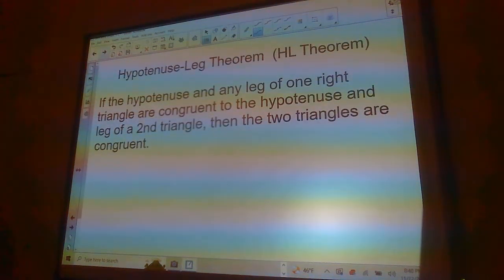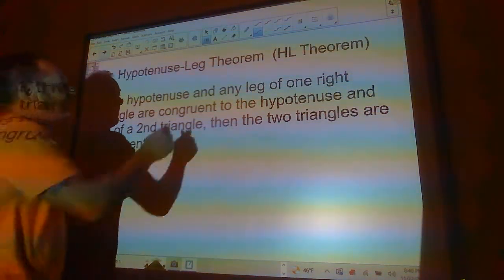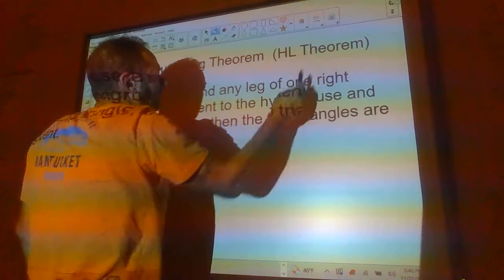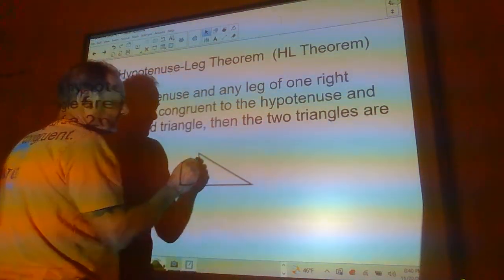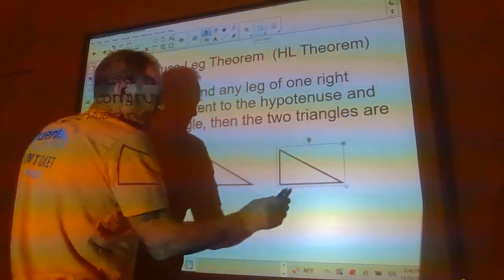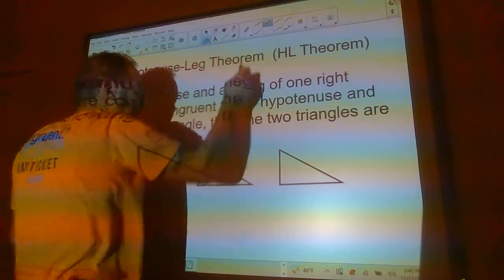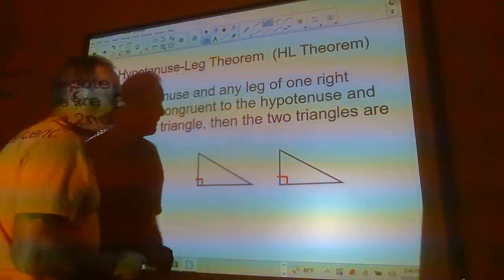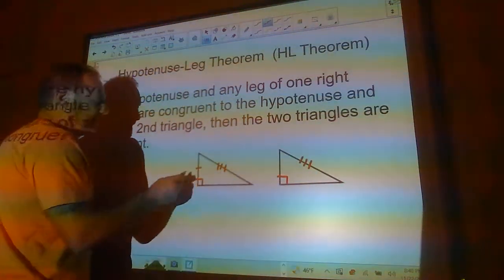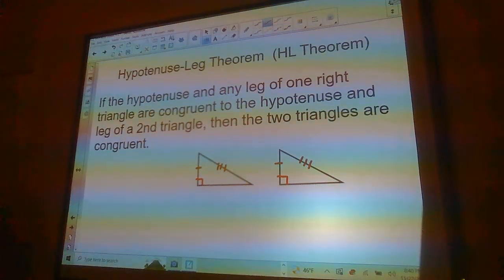Hypotenuse leg. We've talked about this already. If the hypotenuse and any leg of one right triangle are congruent to the hypotenuse and leg of a second triangle, then the two triangles have to be congruent. Basically, if I've got a right triangle and I've got another right triangle, and I know they're right triangles, so this is a 90-degree angle right here, and I have the hypotenuse equal to the hypotenuse, and any leg congruent to another leg, those two triangles have to be congruent.